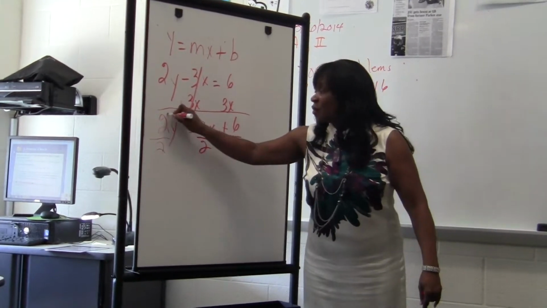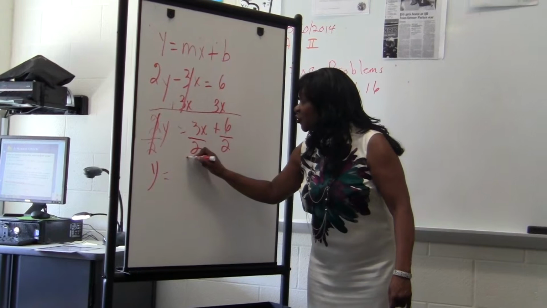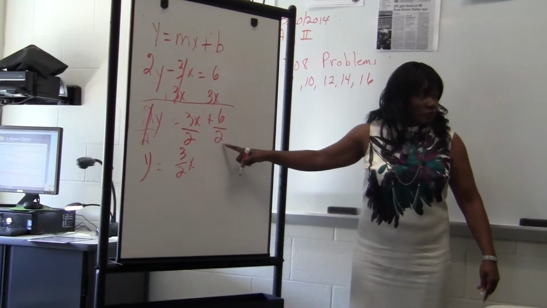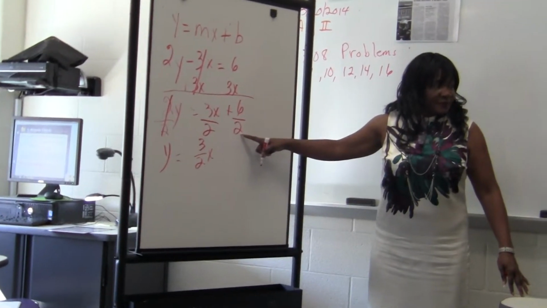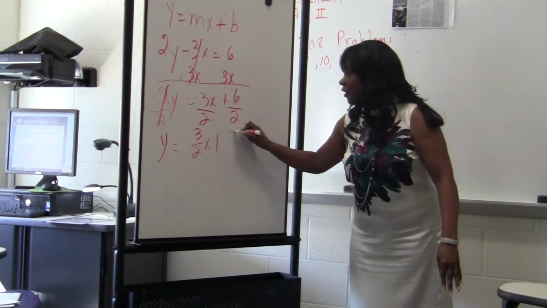2 and a 2, cross out one, cross out. Then this leaves a 3 over 2x. Now, what is this? 3. Very good, because 2 into 6 equals 3.